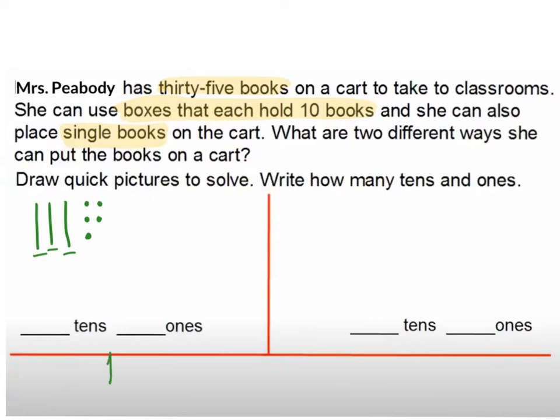So down here, we can fill it in. How many 10s do we have? 3 10s. Remember, that's the same thing as 30. And how many 1s? 5 1s.